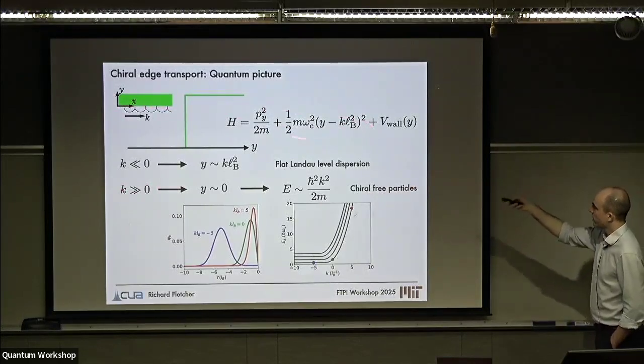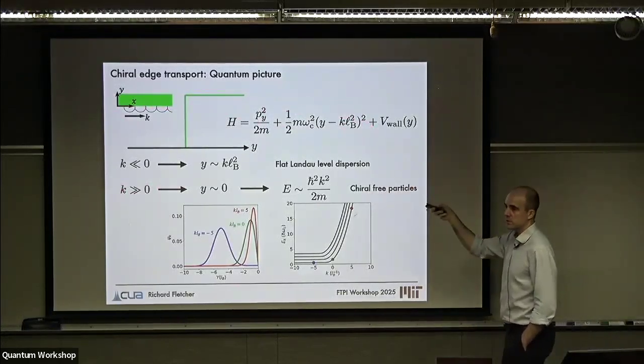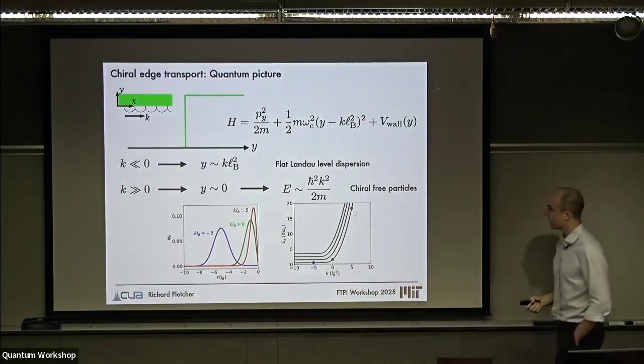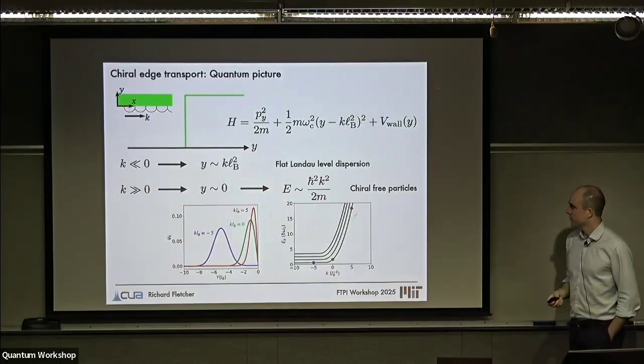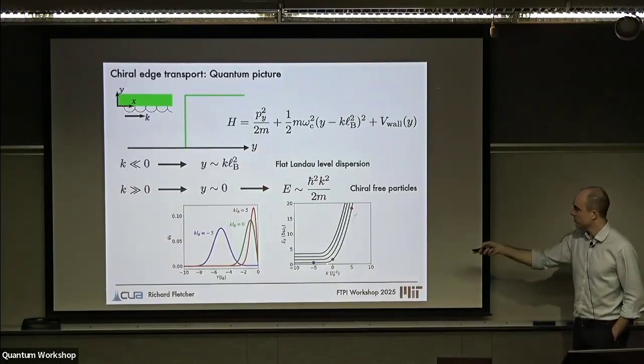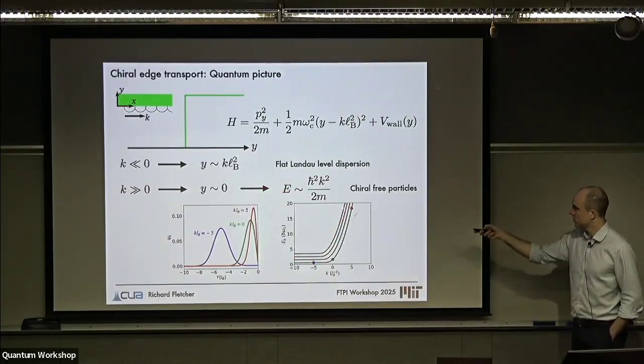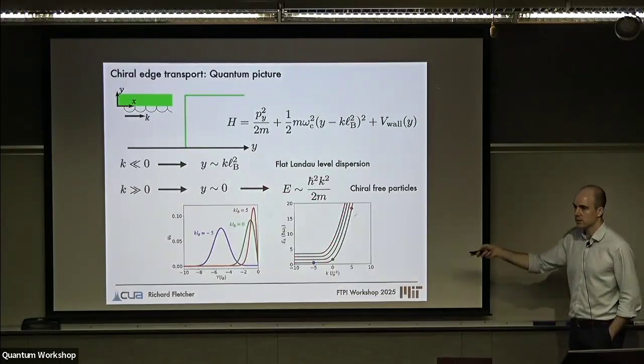And so this harmonic trap just gives you an energy cost which increases quadratically with k. And if you keep track of all of your n's and 2's and h bars and so on, what you expect is an energy which looks something like ħ²k²/2m, which is extremely familiar as the spectrum of a free particle. The crucial difference being that this dispersion hosts only positive velocity.